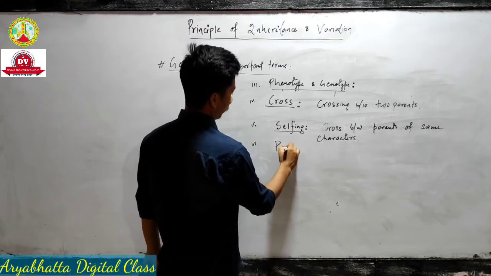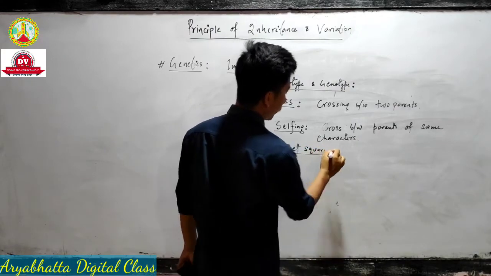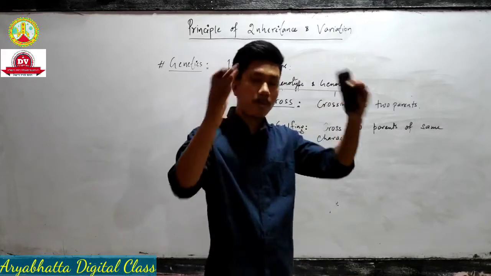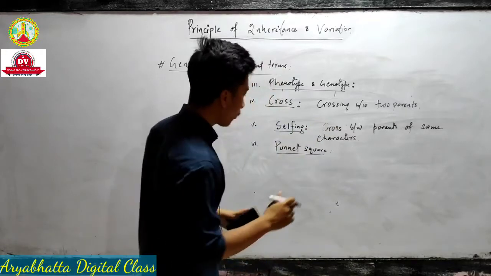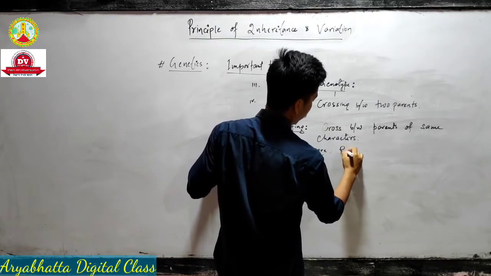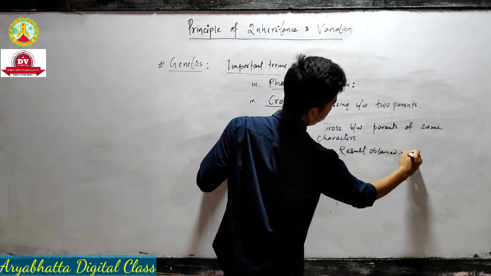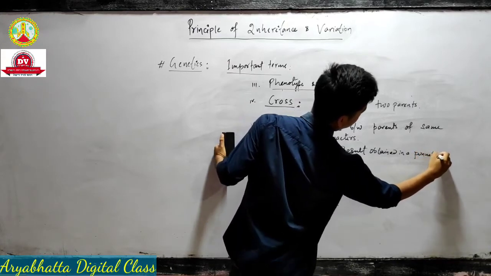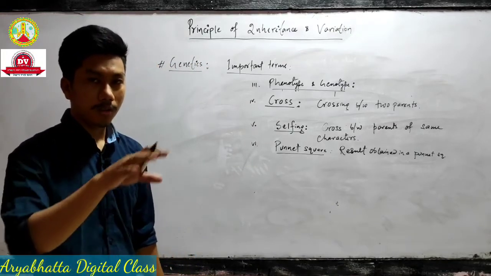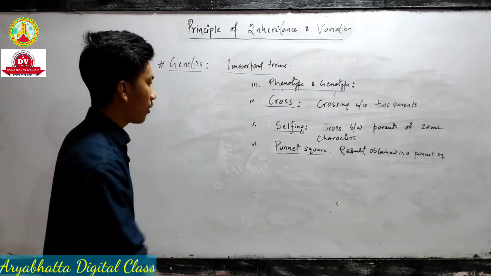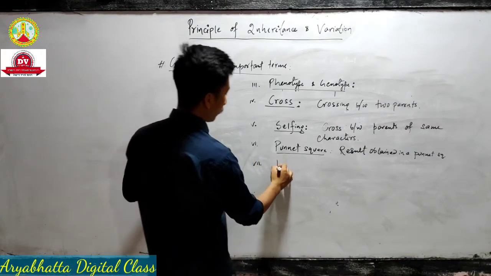Punnett square. What is a Punnett square? Whatever result we obtain, we represent in a square box. We write it in a square manner, and that square is called a Punnett square. Punnett is named after the scientist Punnett. Whatever result we write after the cross is made, we write in a square table.